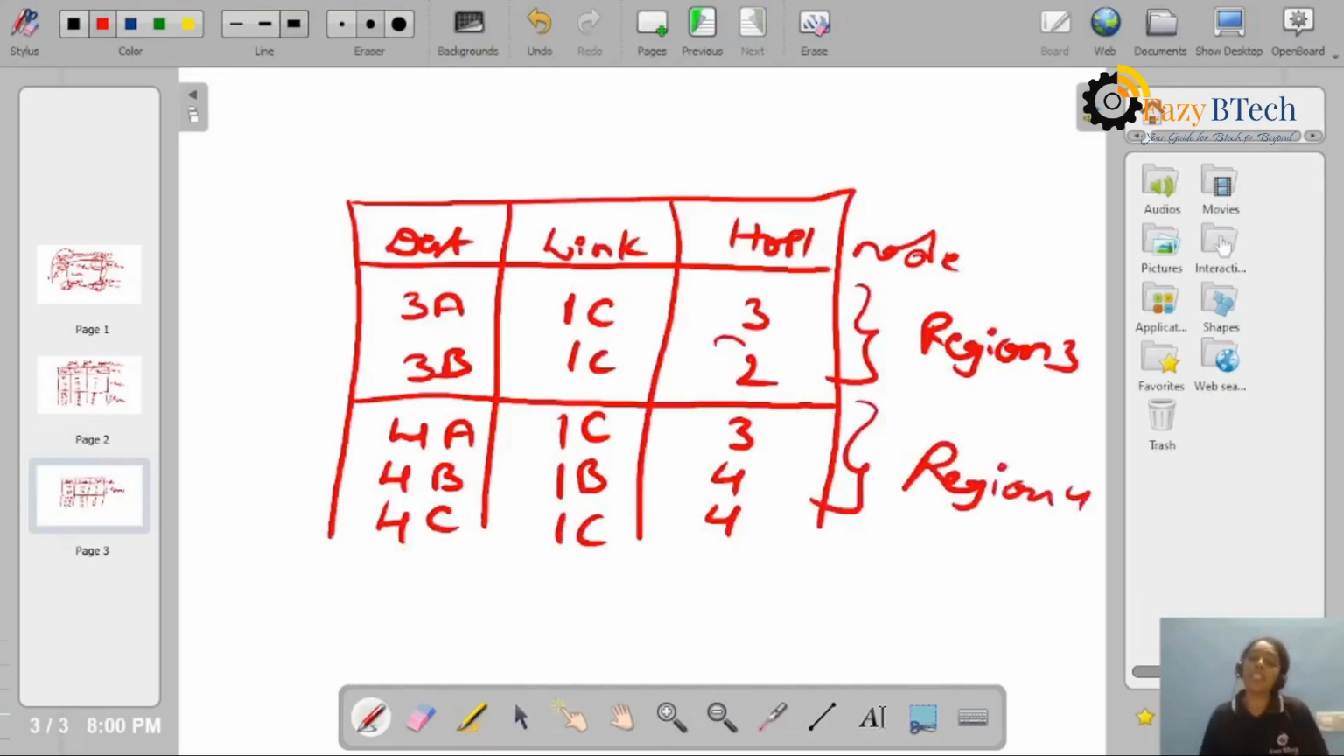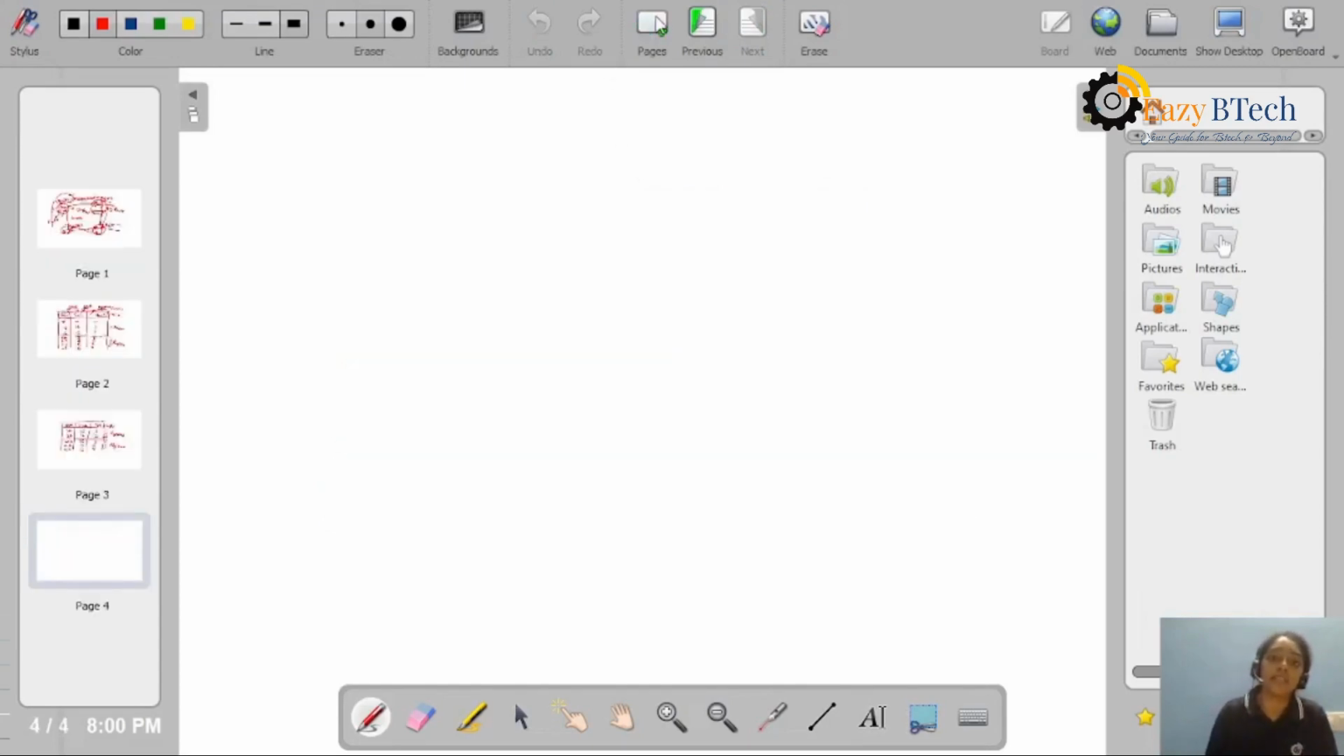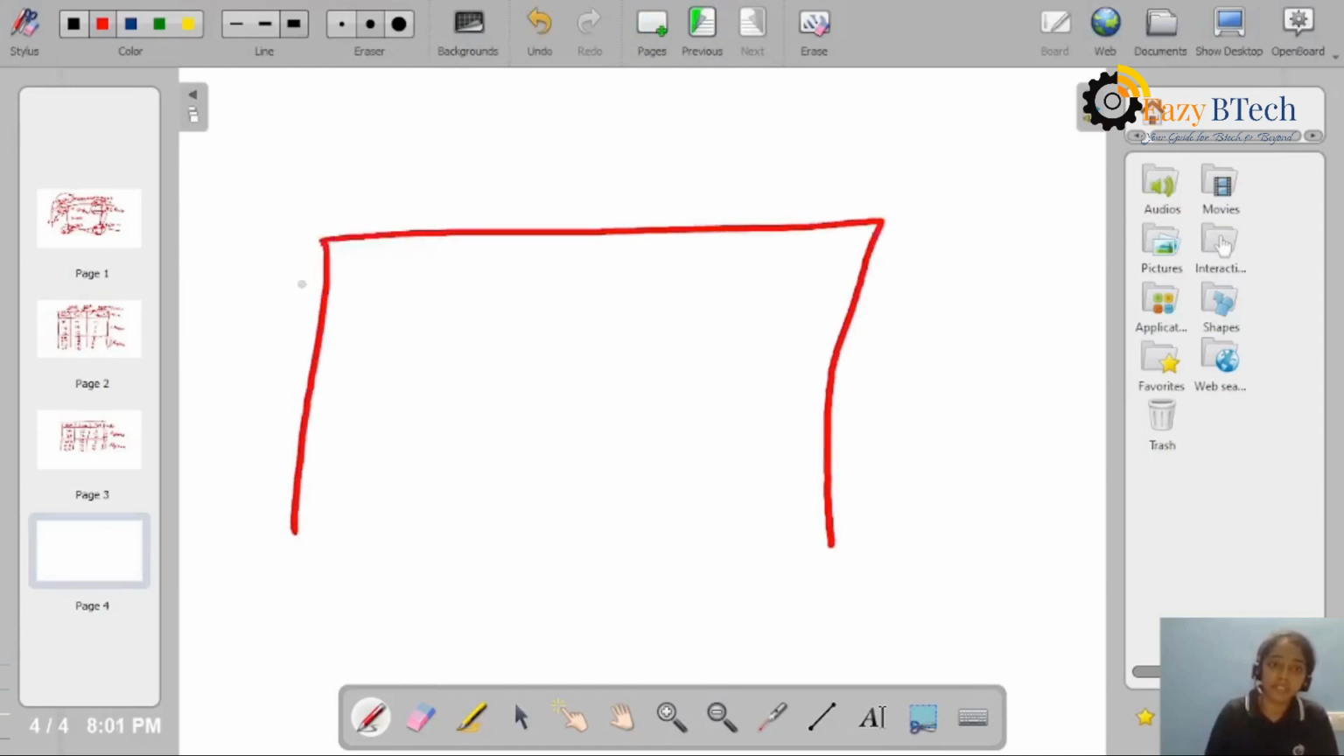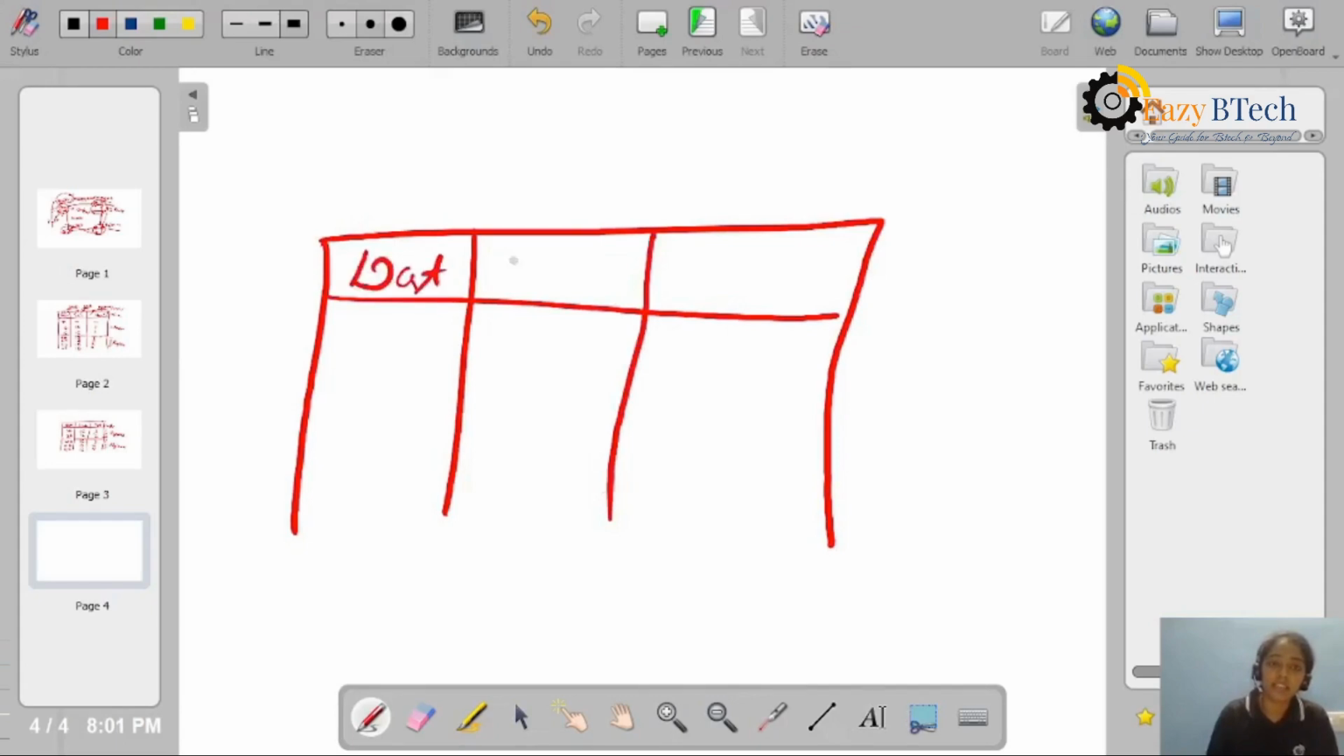This will be summarized into a hierarchical routing table. So let us see the hierarchical routing table. How will the hierarchical routing table look? What is the difference we are seeing here? The first one, destination. Next, link and hop, or we can call it node, right?